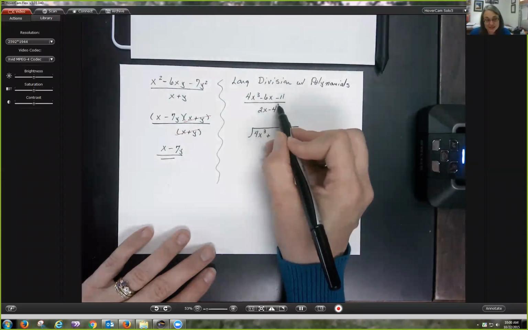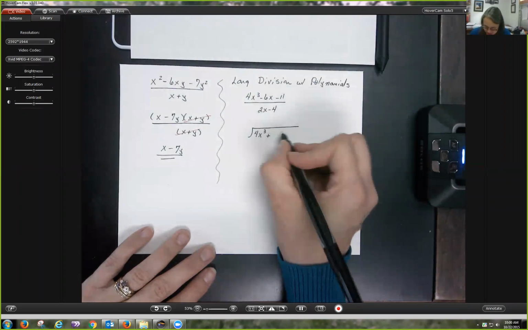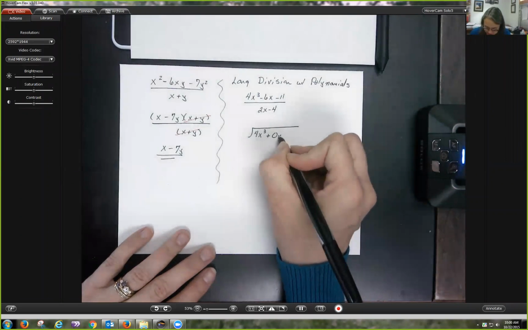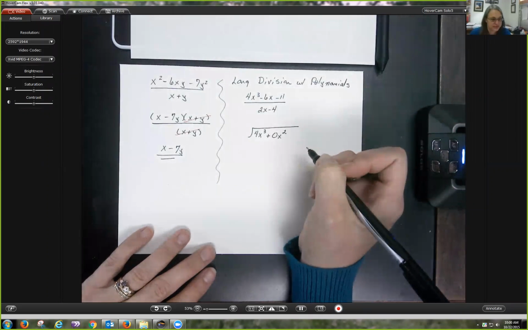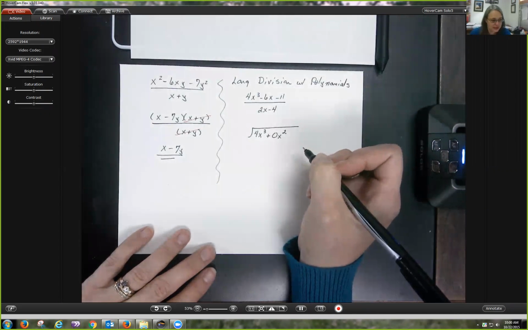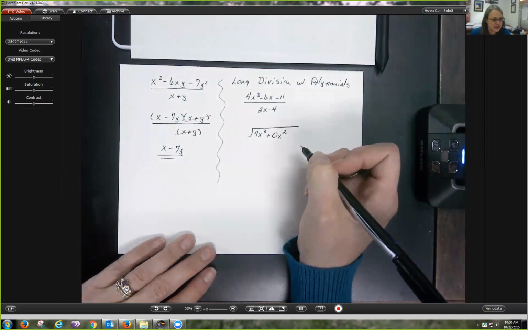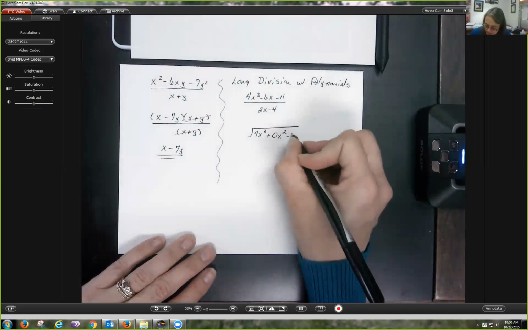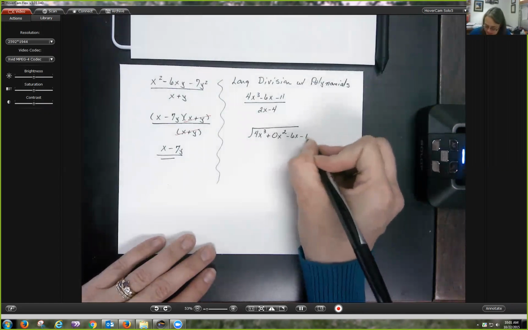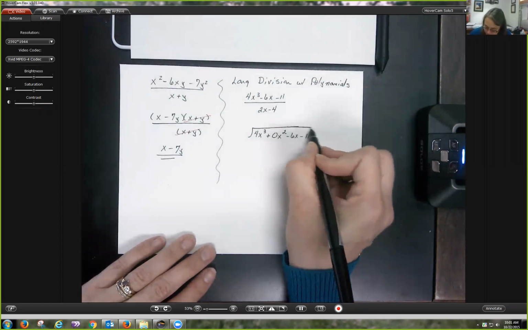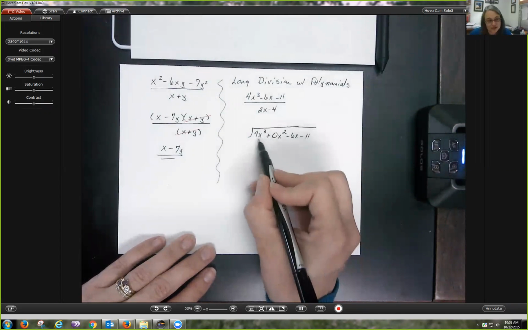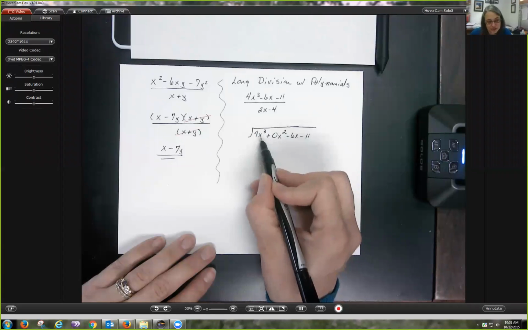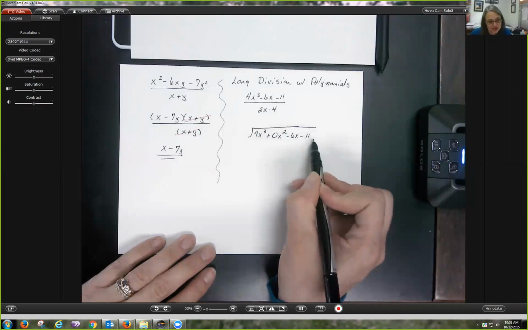My numerator does not have an x squared term. So I'm just going to put in a placeholder. 0x squared is just 0. We don't typically write it, but there's no reason we can't. Minus 6x minus 11. When we are doing long division, we need to have all of our terms from the highest order term to the constant term present and in order.